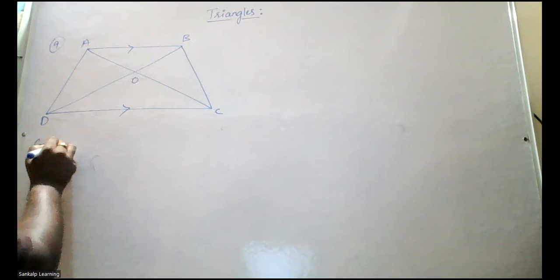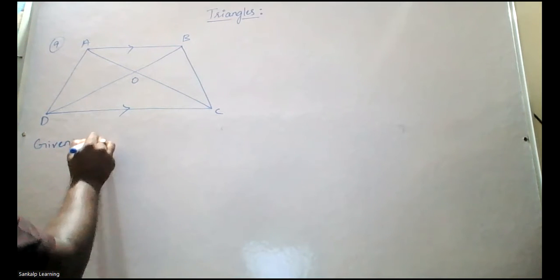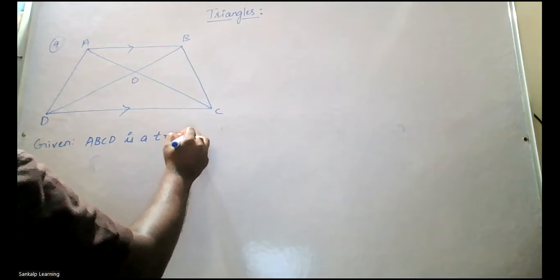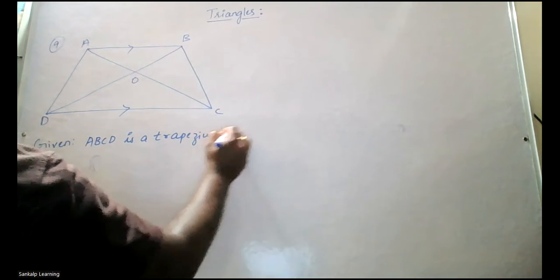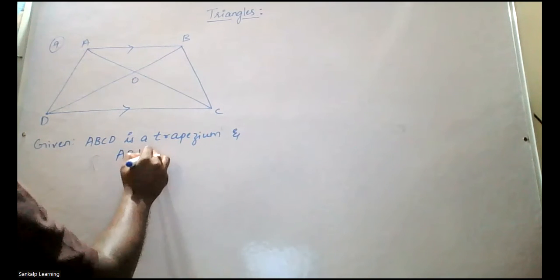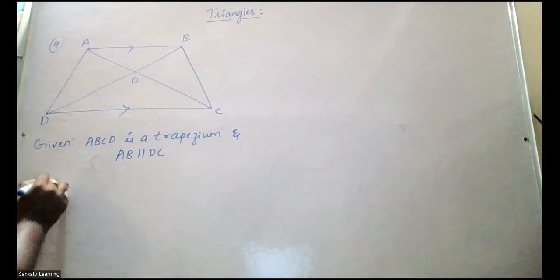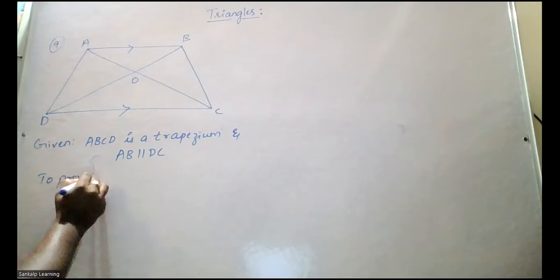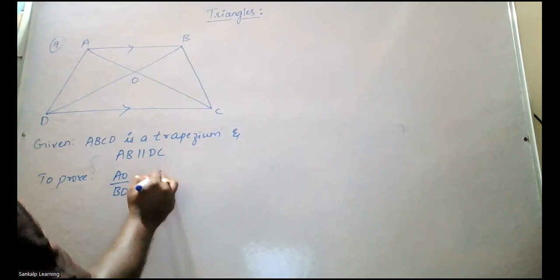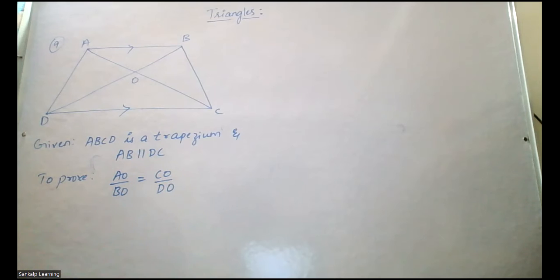So what is given? It is given that ABCD is a trapezium and AB is parallel to DC. So what should we prove? We must prove that AO by BO is equal to CO by DO. This is what we have to prove.